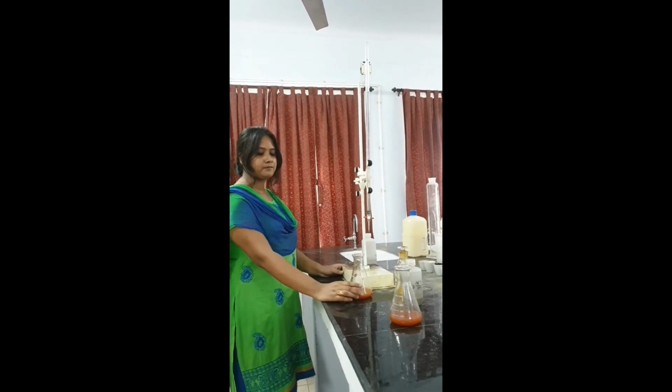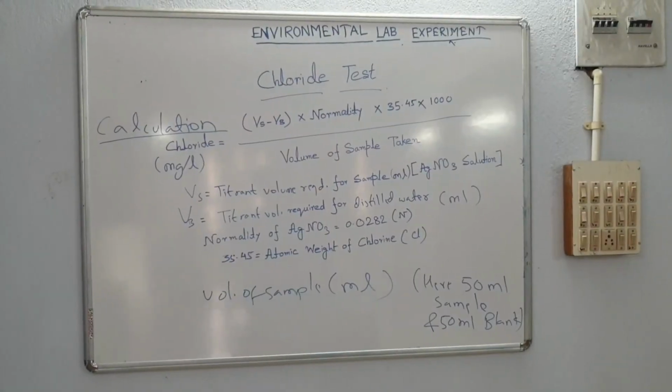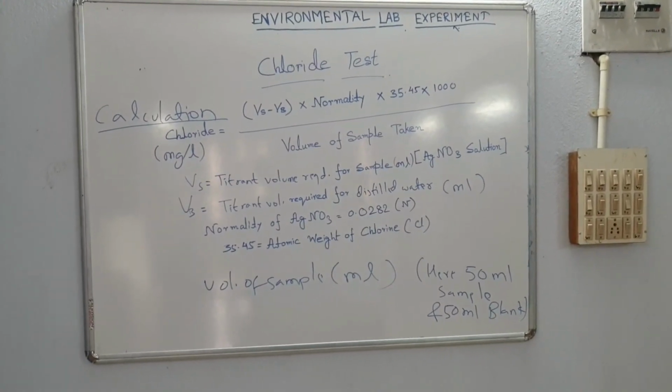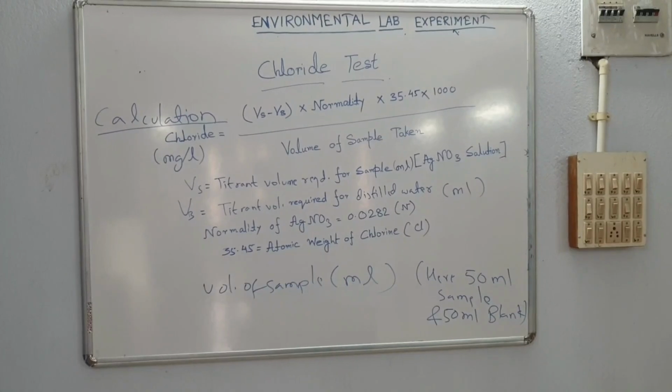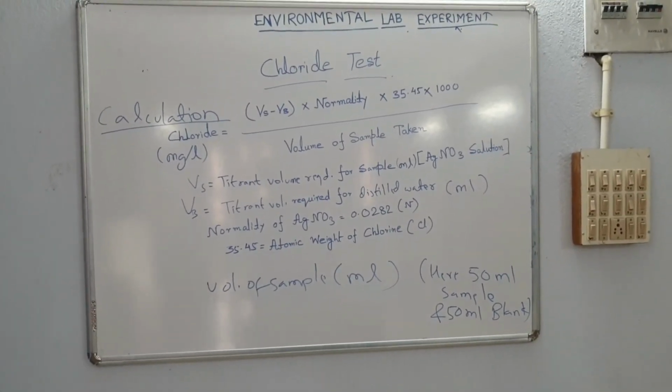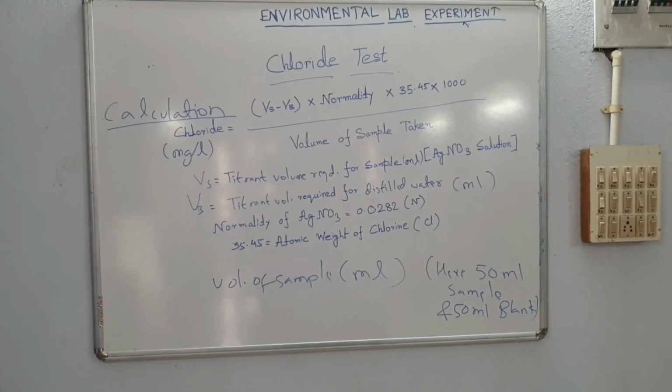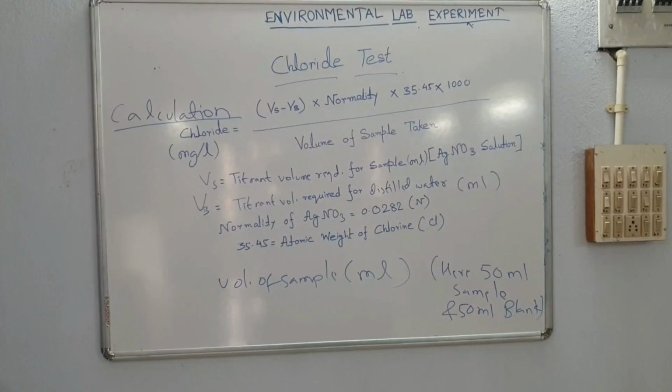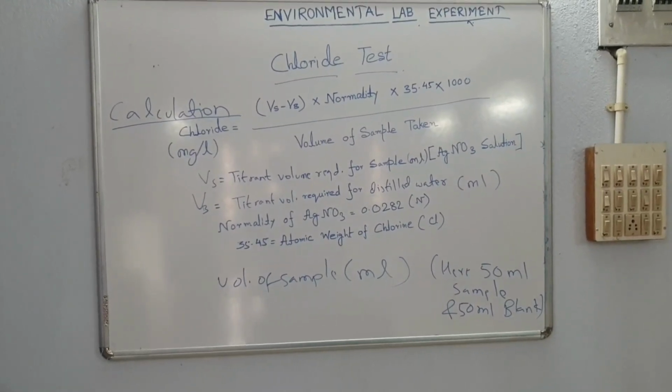Now we will go to the calculation part. Students, this is the calculation of chloride in water. The chloride unit is mg per liter. It is given by (Vs minus Vb) into normality of the sample into 35.45 into 1000, divided by the volume of the sample taken. A huge formula.